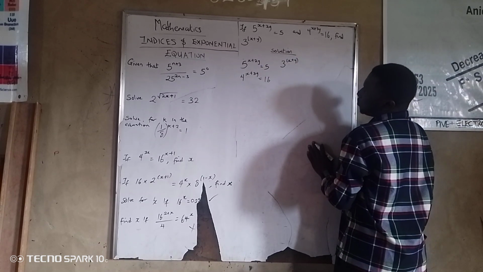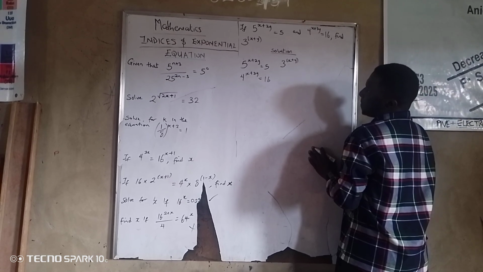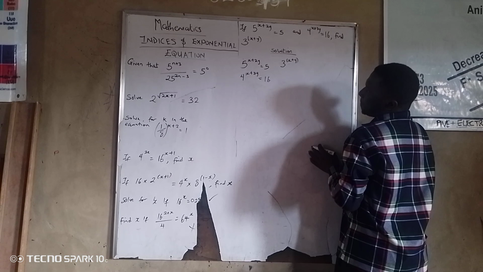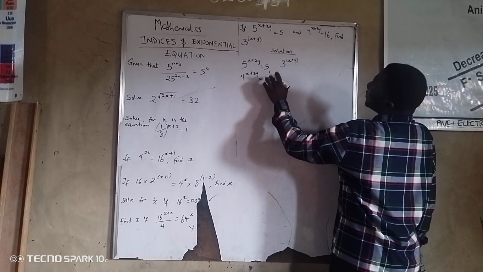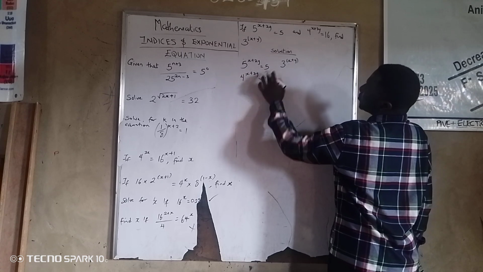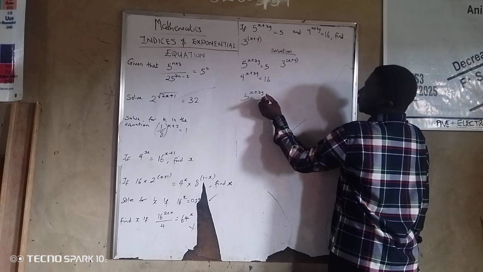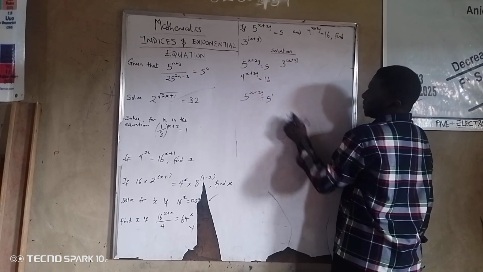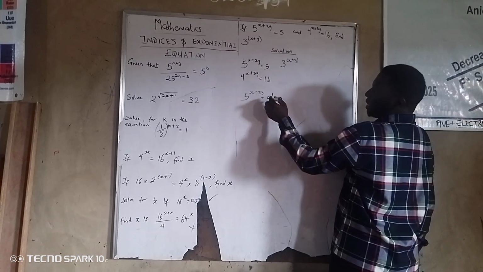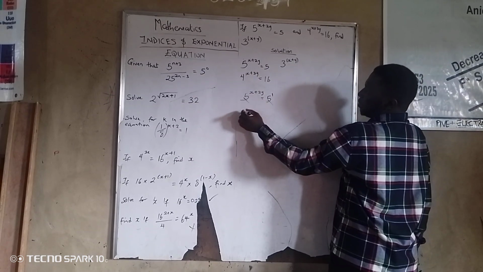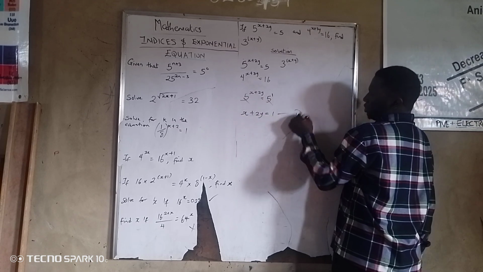Alright, I think this is fine. Let me just write it. 5 to the power x plus 2y equals 5. This 5 is just the same thing as 5 to the power 1. So we can equate the powers, 5 cancels 5, so that you have x plus 2y equals 1. This will be equation 1.